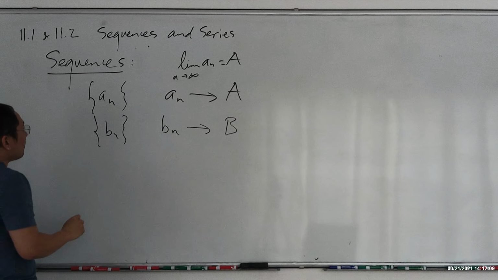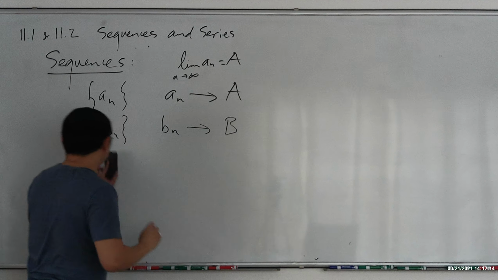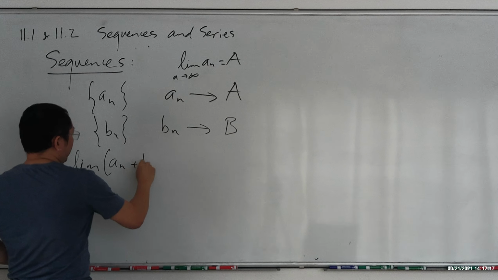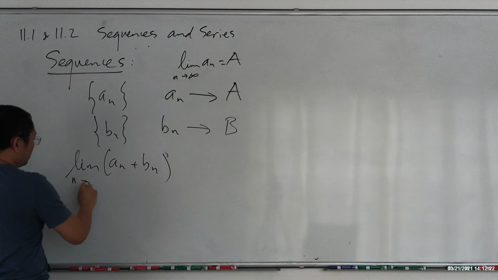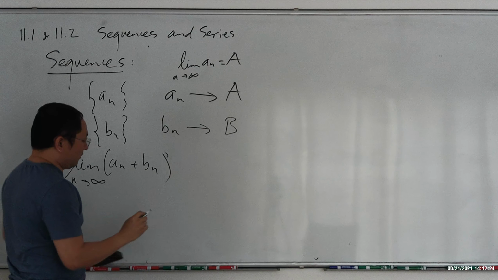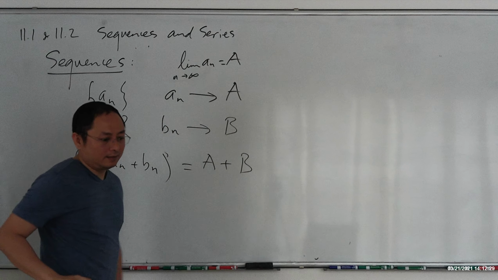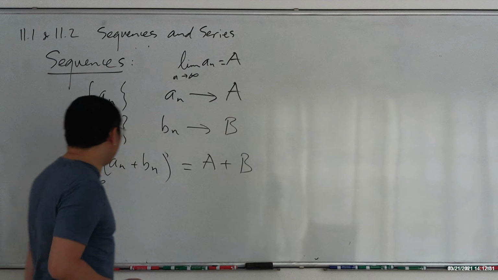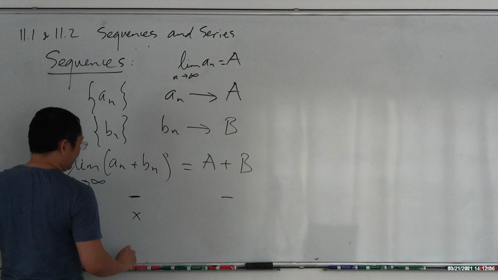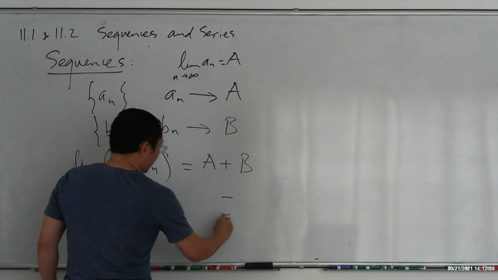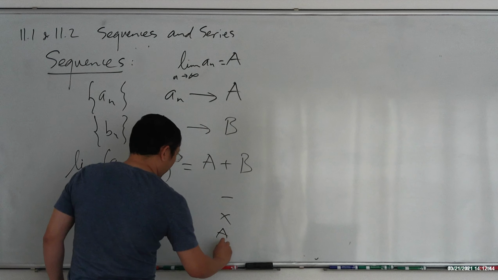So if you add those two together, you got the limit of a_n plus b_n, keep going, curly brackets to parentheses, right? As n goes to infinity, the sum of the two sequences is going to be A plus B. Okay, and similarly, if you do subtraction, there's going to be subtraction here, multiplication, so it's going to be multiplication here. Okay, and then division, you're going to have division. So it's A divided by B, right?